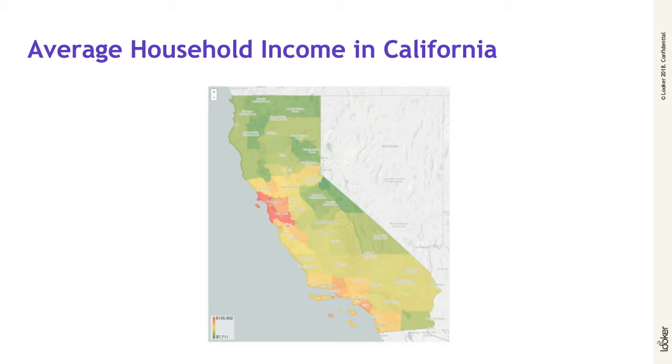So, I mean, if you ever wanted to convince someone that the wealth in California is highly concentrated in the San Francisco Bay Area, this is a good way to do it. That table, maybe not so much.